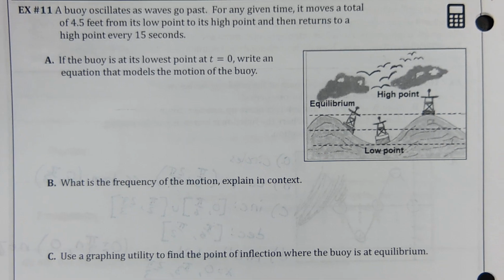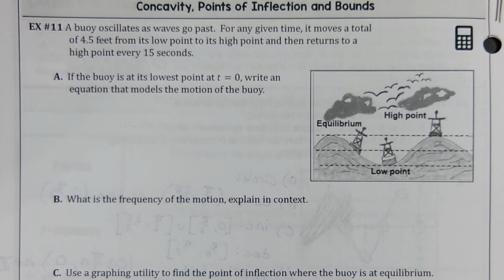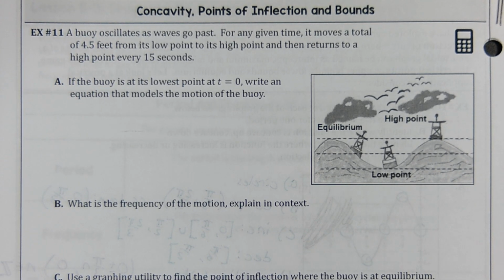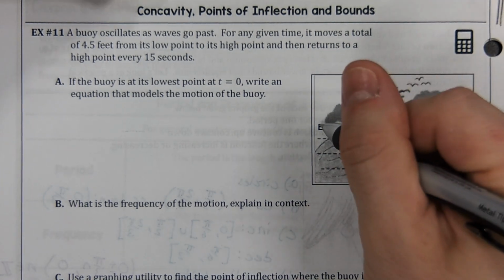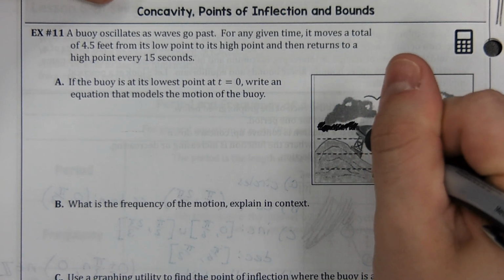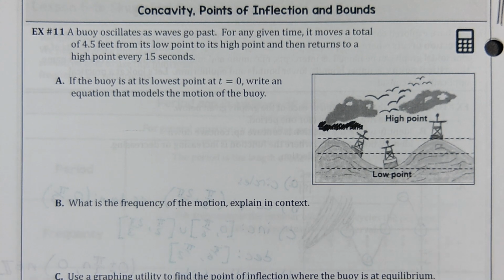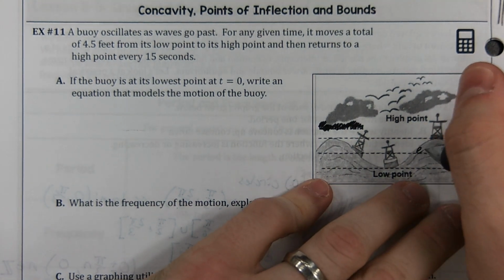Word problem. Immediately there's an issue. Let's see if any of you sees the issue. So what we have here is a buoy oscillating as waves go past. Anybody see the issue? Period 2 saw it fast. No? Look where the word equilibrium is. Oh. It's not on the midline. So it's just been copied and pasted in the wrong spot. Equilibrium's in the middle. It's the midline. So we'll put it here.